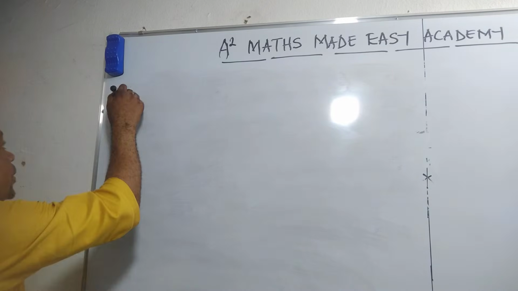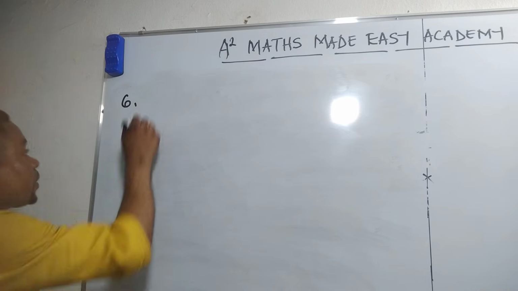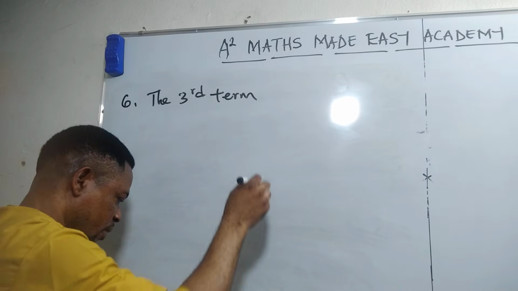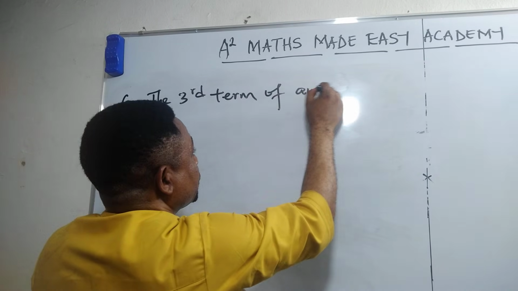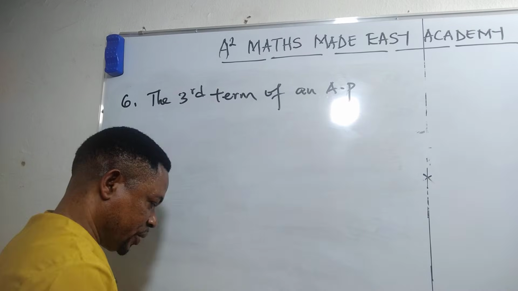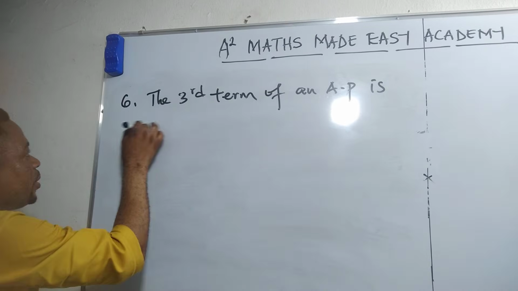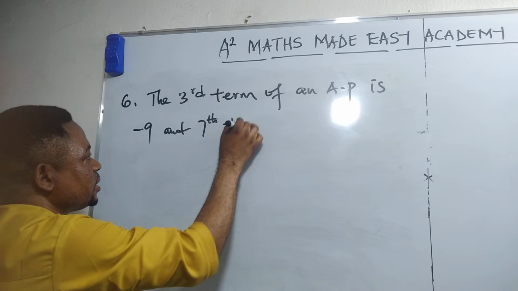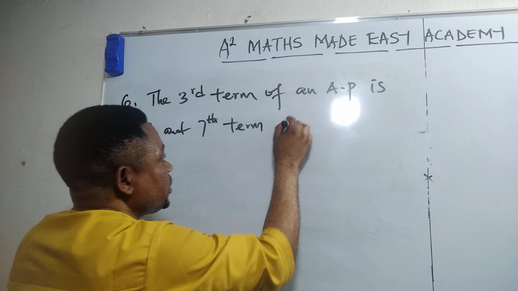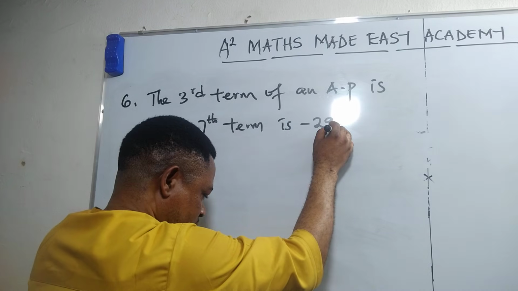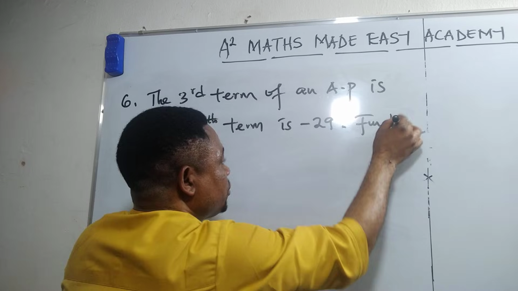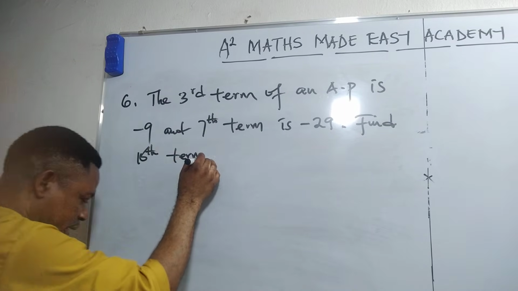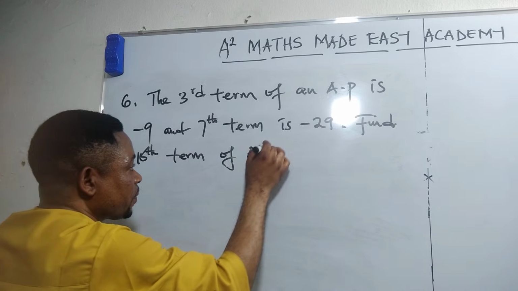Question number 6. Are you there? Number 6 says the third term of an arithmetic progression is minus 9. Are you there? And the seventh term is minus 29. Full stop. Now the question says find what? 10th term. Wow. Find the 10th term of the AP.